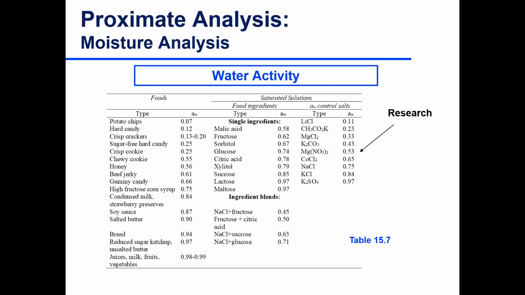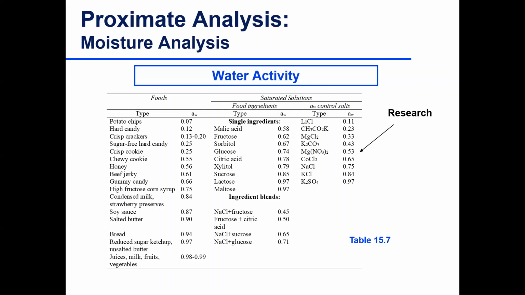These are some common foods. Potato chips, the water activity is 0.07. It's crispy, it's dry, it's stable, not a problem in the world. It'll oxidize, okay, that's a problem, but again, from a water activity standpoint, hard candies down here, crisp cookies. Crisp cookie 0.25 water activity, chewy cookie 0.55. Or you go from crispy cookie to chewy cookie. Think about that if you're a cookie baker.